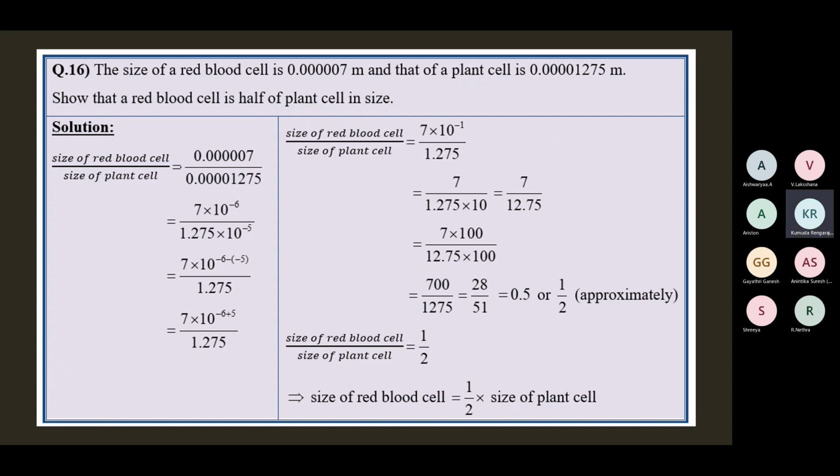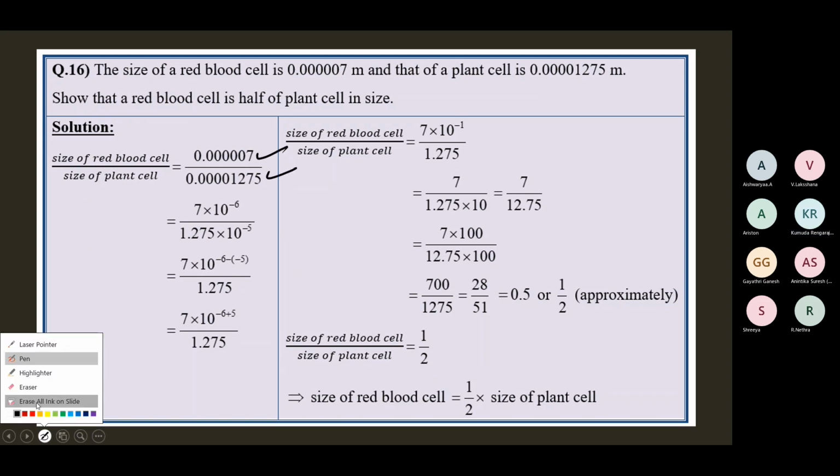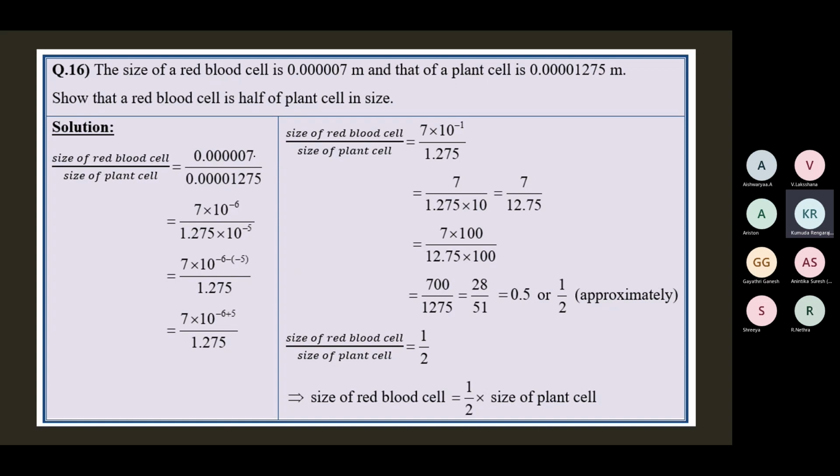So size of RBC, am I clear, children? Shall we start? Yes, ma'am. So we start working like this. Size of RBC by size of plant cell is equal to whatever values are given. Next step, express both the numbers in the scientific notation.